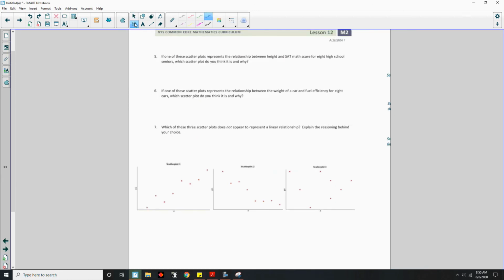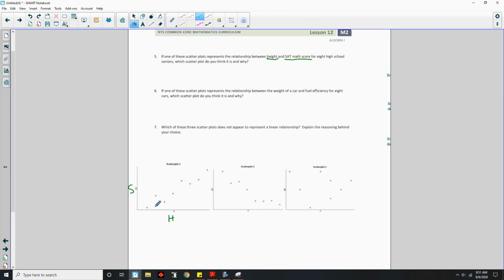Okay, page 4 brings us to problem number 5, or question number 5, and it says, if one of these scatter plots represents a relationship between height and SAT math scores for 8 high school seniors, which scatter plot do you think it is and why? Okay, so looking at this one, if this was height and this was score, as height increases, your scores increase.